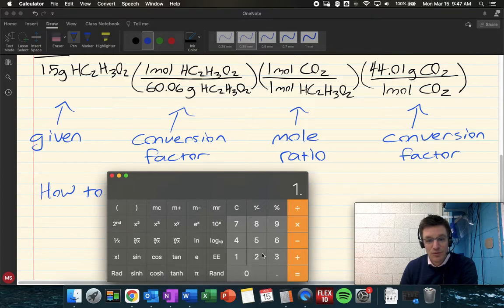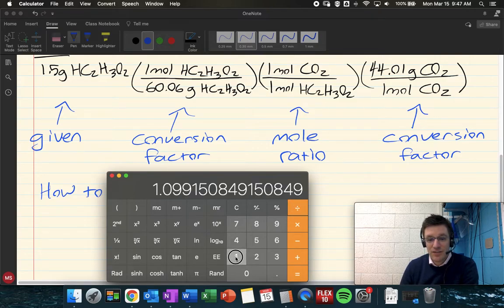So I'm going to go 1.5. Then I'm going to go across the tops. The next one is a 1, so I can go times 1. The next top over here, 1 mole CO2, that's another 1, so I'll go times 1. And then finally the last term on top is 44.01, and since it's on top, I'm going to multiply 44.01. Then I go back to the beginning and I'm going to look at the bottoms. 60.06, that's on bottom, so I'm going to divide by 60.06. The next two are 1s.